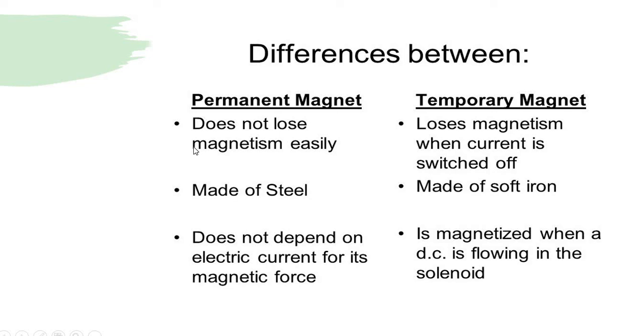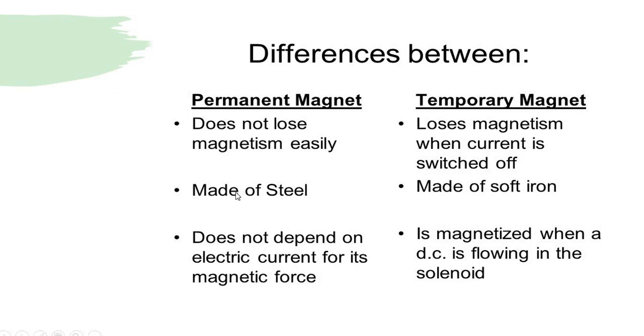A permanent magnet does not lose magnetism easily, as we have studied. It retains its magnetic property for a longer period of time. It is not going to lose its magnetism. While a temporary magnet loses magnetism when the current is switched off. When we talk about the electromagnet, it works only when current passes through it. When current does not pass through it, it doesn't behave like a magnet. A temporary magnet retains its magnetic properties for a shorter period of time.